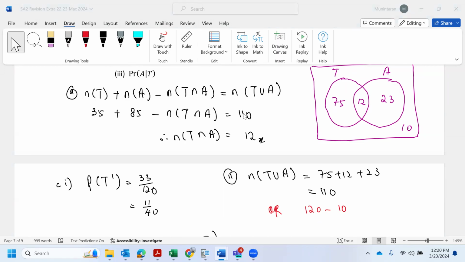The total is 110. So that means the 75 plus this one, which initially we do not know, plus the 23, you must get 110. Okay, so you do the maths, you bring it there, and then 85 plus, sorry, that's 87, not 85. Yeah, 87. Okay, I think now should be okay. 87, my bad. Right, 87.